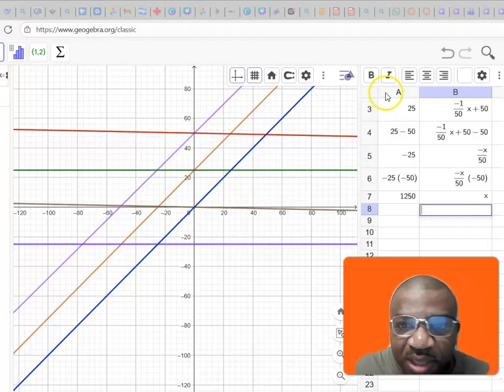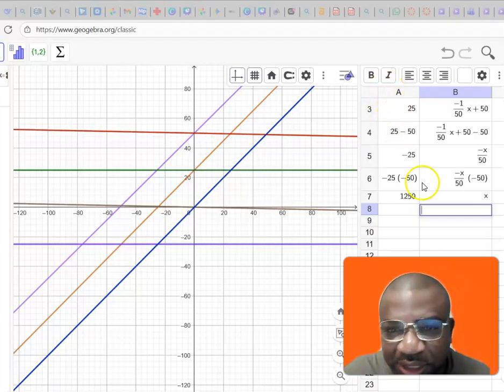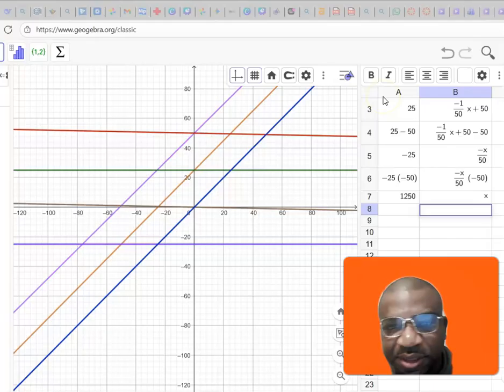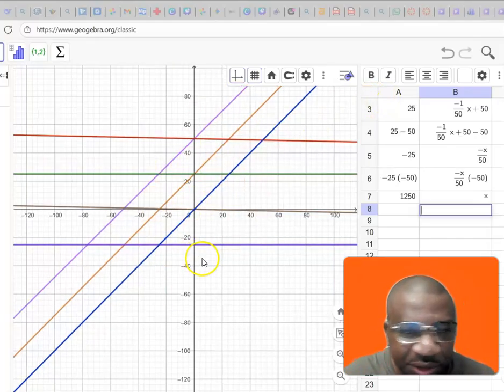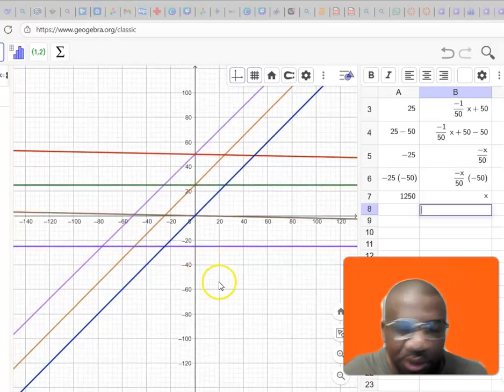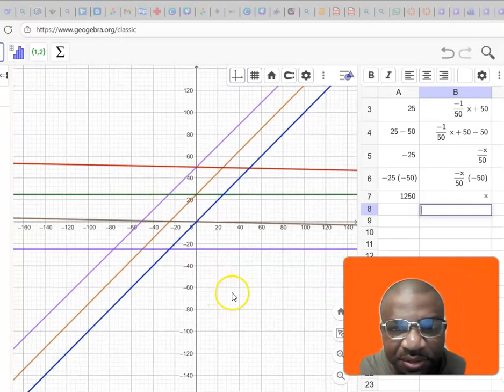So let me highlight the column and use a color so that we can be able to see the graph very well, and see the whole intersection, how the lines intersect.